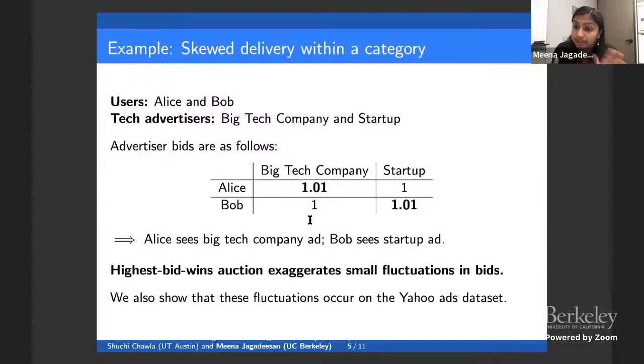So in this work, we focus on the unfairness from a single category, but our results here can be composed with results from existing work to get these multi-category fairness guarantees.